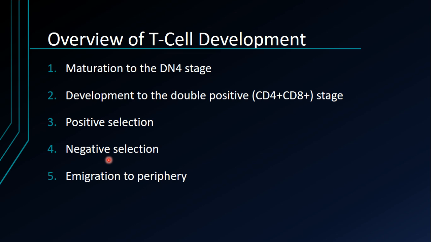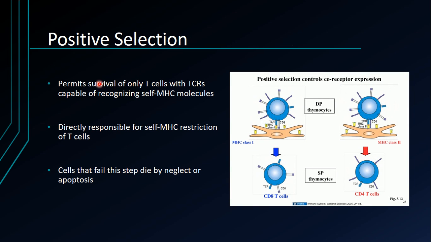Again, this is basically just what I went over, in text form. T cells are going to develop to the double negative stage, develop to the double positive stage, be positively selected for, negatively selected for, and immigrate to peripheral tissue. So positive selection: only T cells that can recognize self-MHC are going to be able to pass this step.